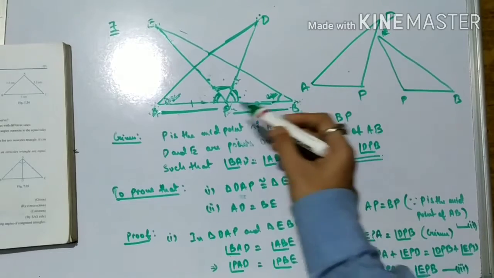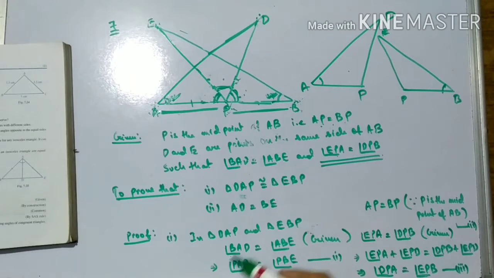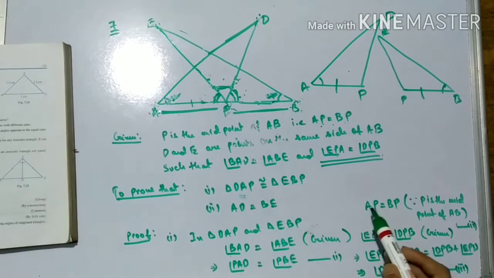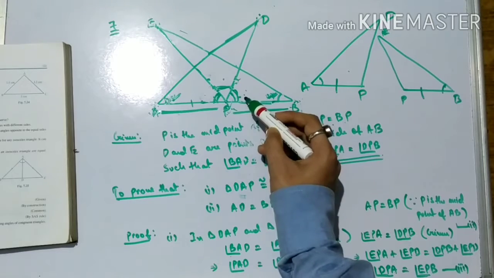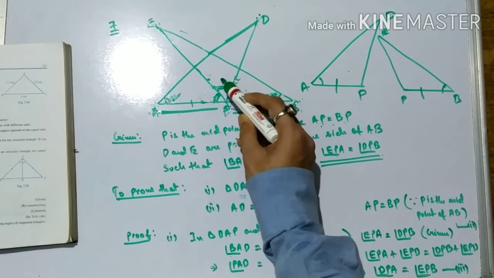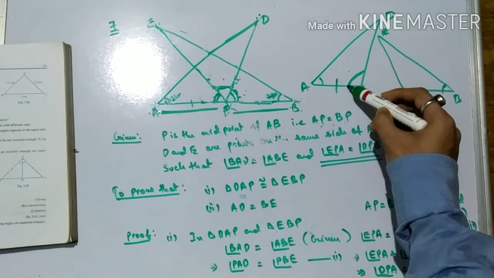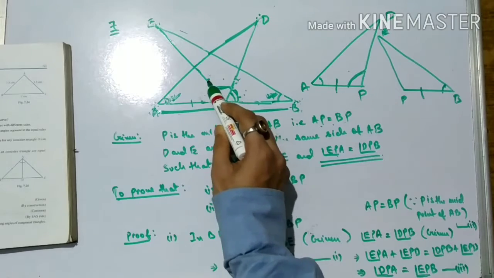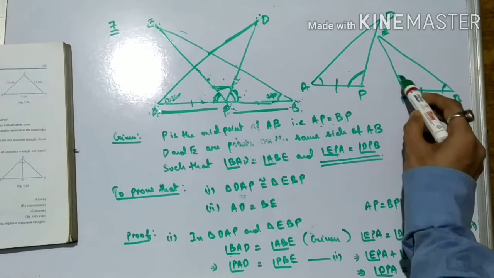So in these two triangles, what I got: first, this angle is equal to this angle. Then next, this side equals this side, AP equals BP. And last, this angle equals this angle, given, and on both the left hand side and right hand side, if I add this angle, then I get this whole angle P. And this angle is equal to this whole angle EPB that I get.